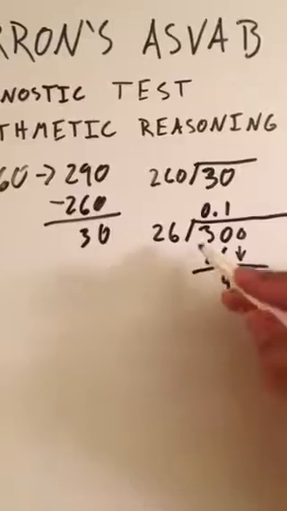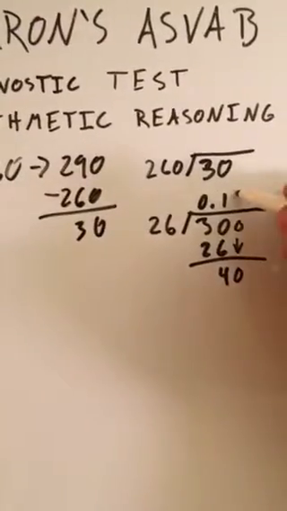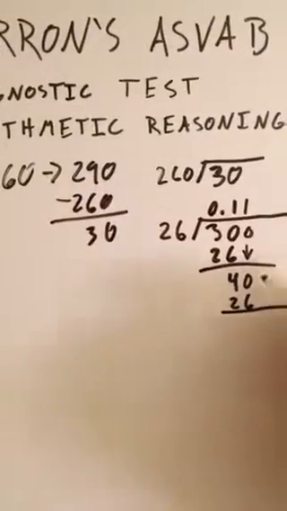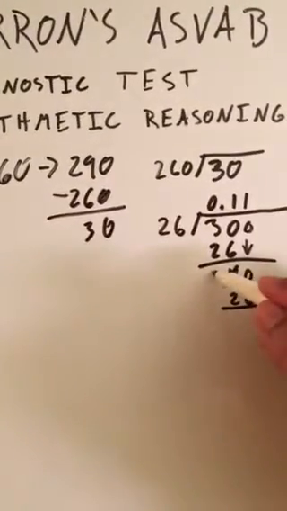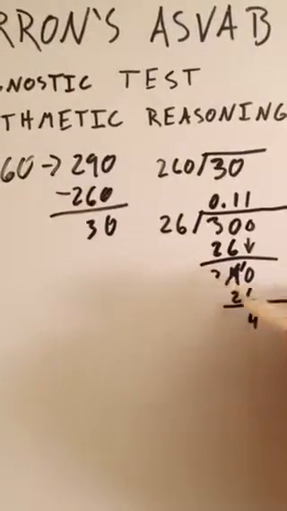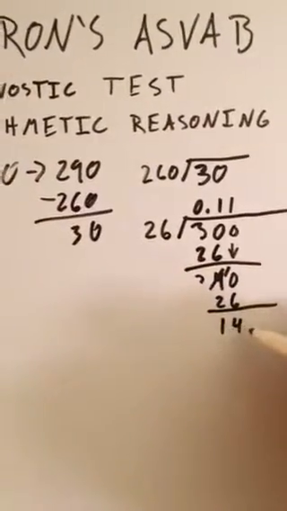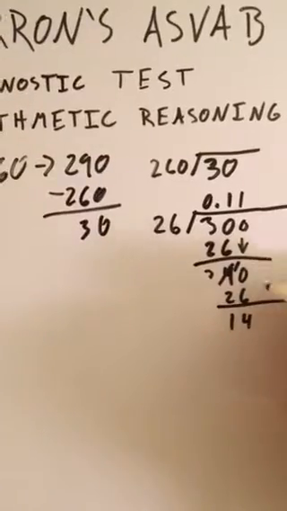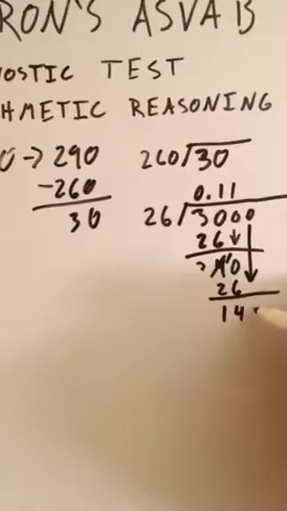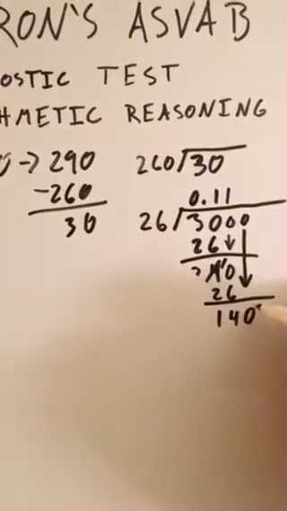We have 40. 26 goes into 40 one time also. We have 26 again. You might want to show the math for this one. Cross out the 4, make it a 3, and put the 1 here. So we have 4, and then we have 1, so we have 14. We're going to bring down the 0 one more time because they want you to round it, so we have to see what this goes to.